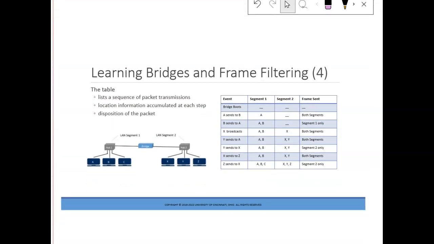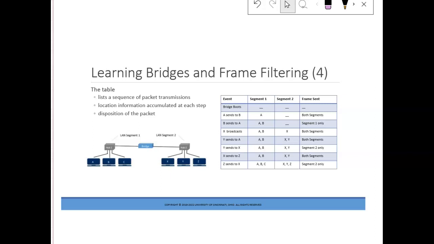Consider the table that lists a sequence of packet transmissions in the event column. The location of the accumulated device information is contained in the segment 1 and segment 2 columns, and the location of where the packet is sent is found in the frame sent column. The bridge extracts the MAC address from the source address field in the frame and adds computer A as part of segment 1 to its table.